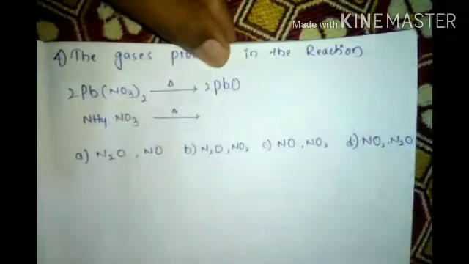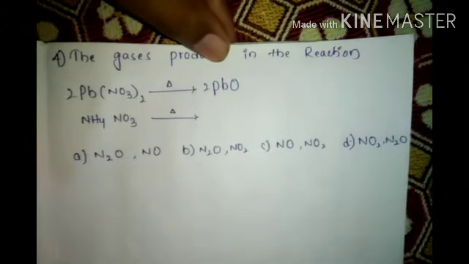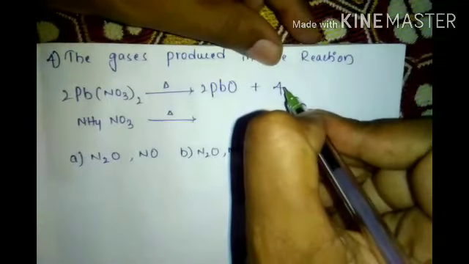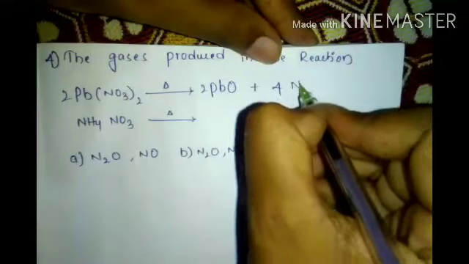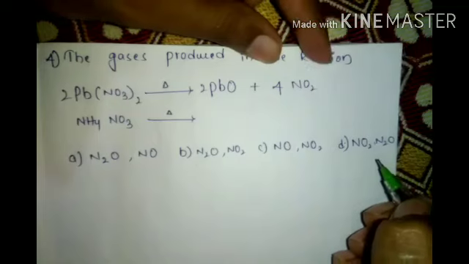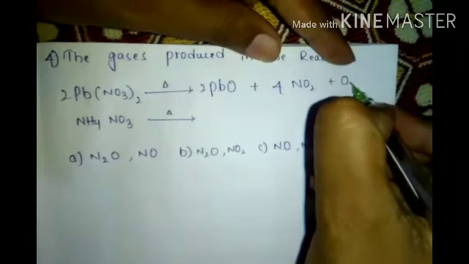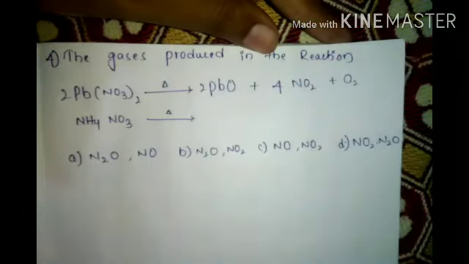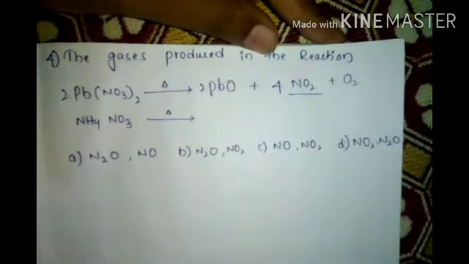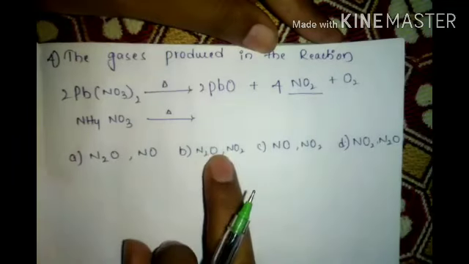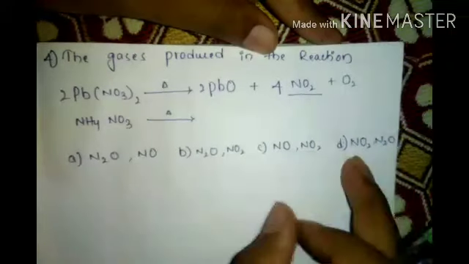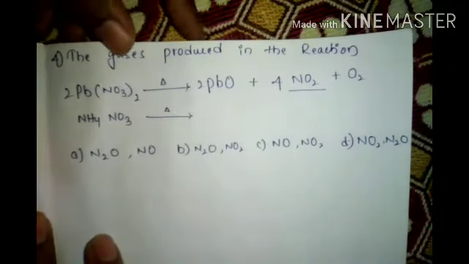And if you take 2 moles, PbO plus 4 moles of NO2, and oxygen will come. This is the first reaction. So what gas is producing here? NO2 gas producing. NO2. Last 3 options, maybe 1 correct.